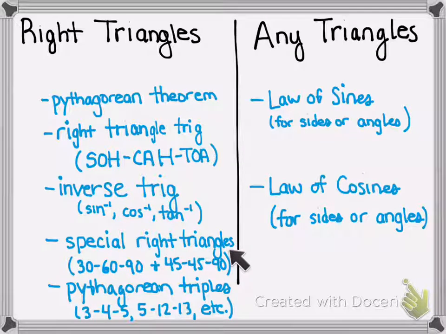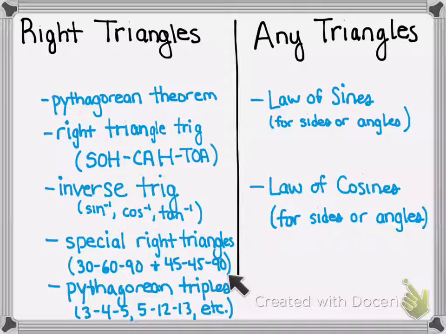Most recently, we learned about special right triangles. Special right triangles occur with certain specific angle relationships, either 30, 60, 90 degree angles or 45, 45, 90 degree angles. And as we saw with these triangles, their side lengths always occur in a certain special proportion to each other based on the angle measurements.